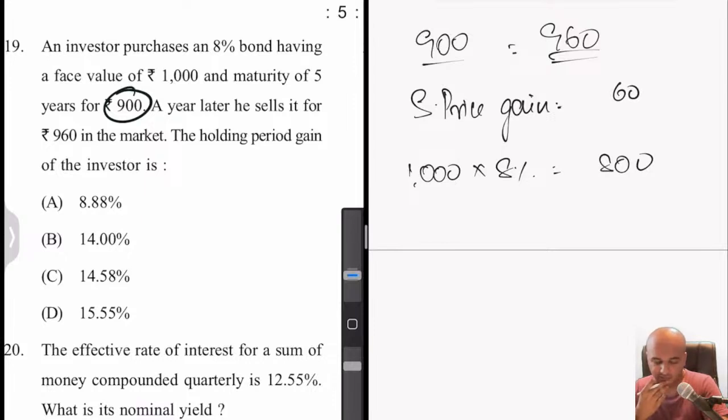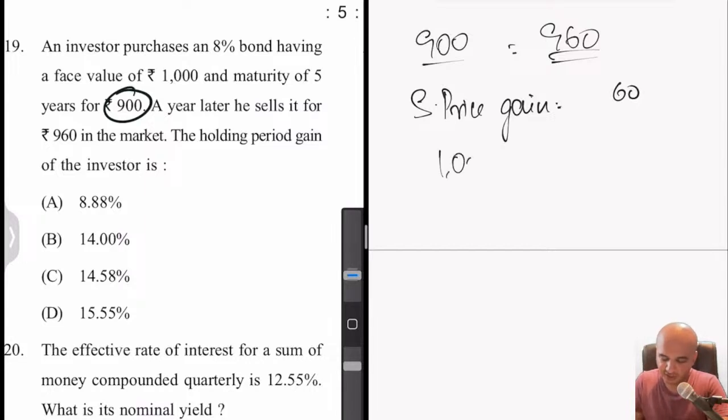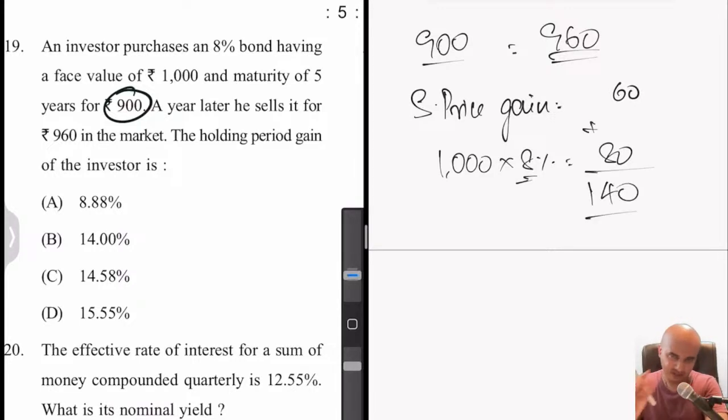Sorry, what am I saying? 1,000 into 8% is 80 rupees. 80 rupees is the interest amount. I added a zero unnecessarily. So when you add these two, you will get 140 rupees as the total gain.